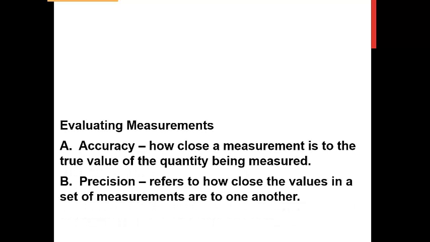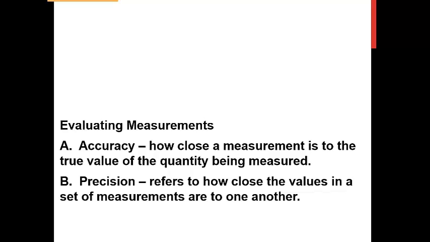Now, lastly, we need to look at how we evaluate our measurements. You hear people say, oh, that was really accurate or that was really precise. We need to know what that means. Accuracy is how close your measurement comes to the actual true value. So let's say that we know, for example, that our table is exactly 100.0 centimeters across, and we know that for a fact.